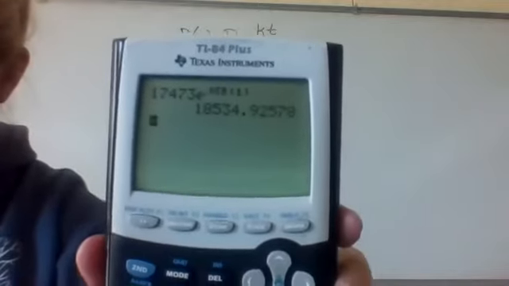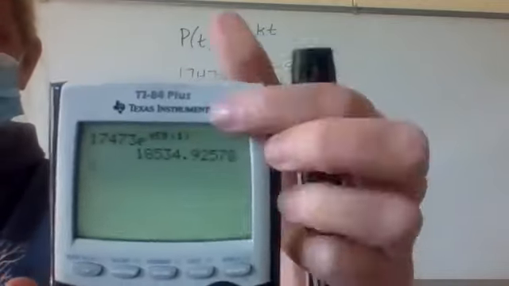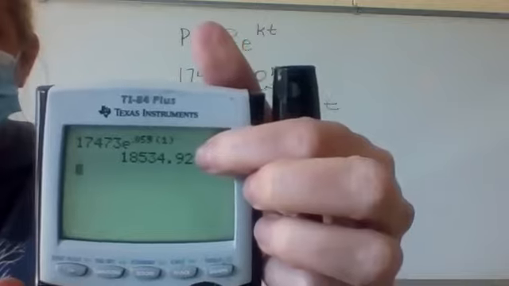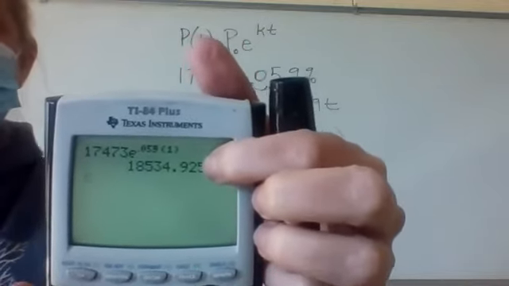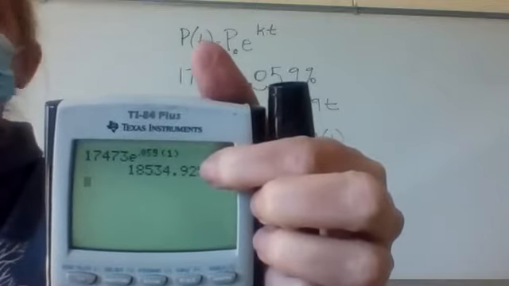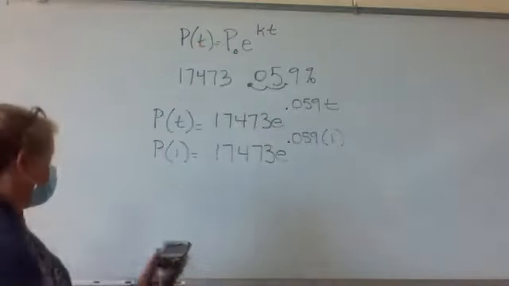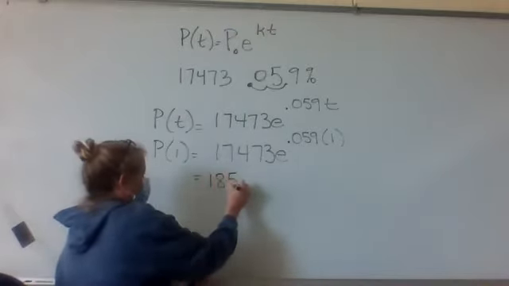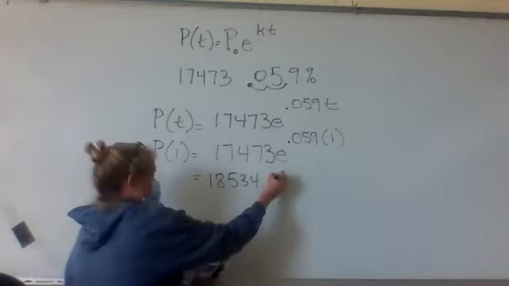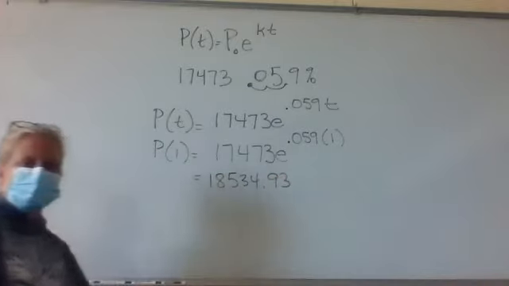Hit enter, round it to 2 decimal places. So after the decimal, I have 925. So since that's a 5, I'm going to round that up to 93 after the decimal. So I've got 18,534 and 93 cents.